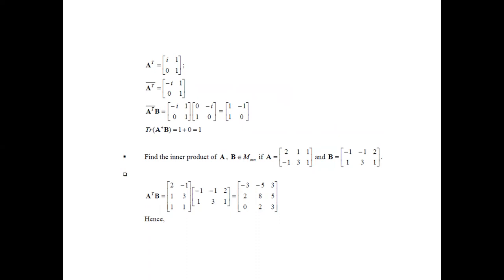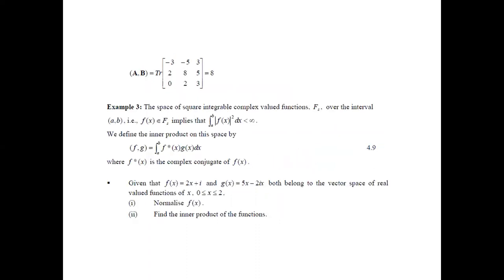Find the inner product of A and B in M_n if A is this and B is that. A transpose B will be equal to that. Then you take the transpose of that. I believe everybody in this class can take the inner product of any two vectors. You can take the product of two matrices. The trace of that matrix is 8.